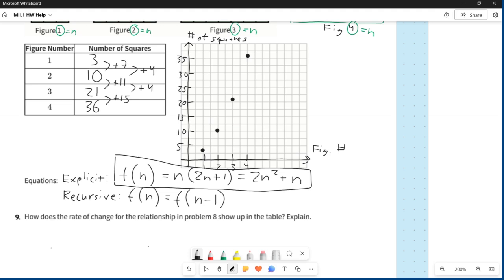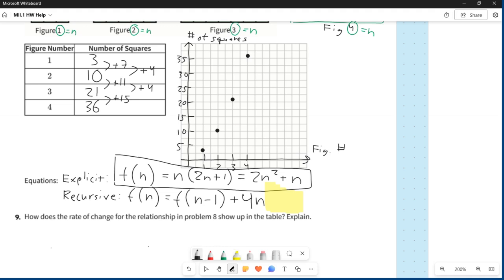Now, in order to get my recursive function, the way that we're going to do that is we're going to say f of n equals f of n minus 1, and we are going to add our second difference, which in this case was 4, and we're going to multiply that by n. So f of n equals f of n minus 1 plus 4n. And then we also need some constant, right? There needs to be a little piece right there that we're missing.